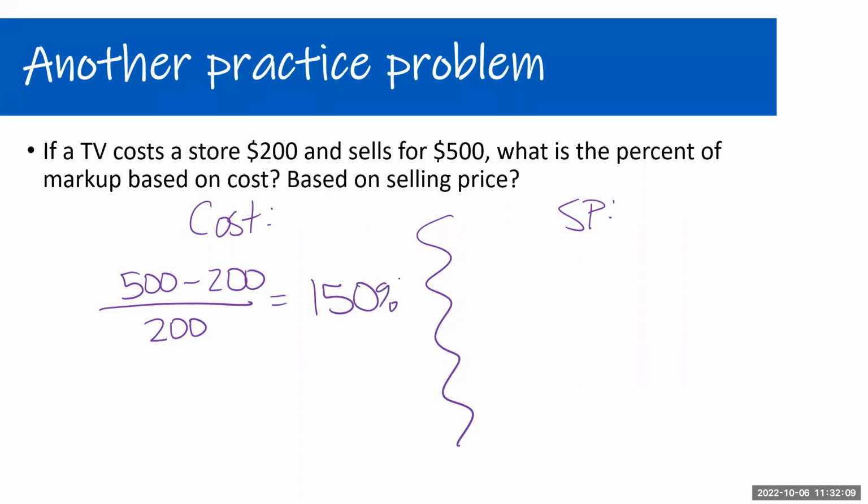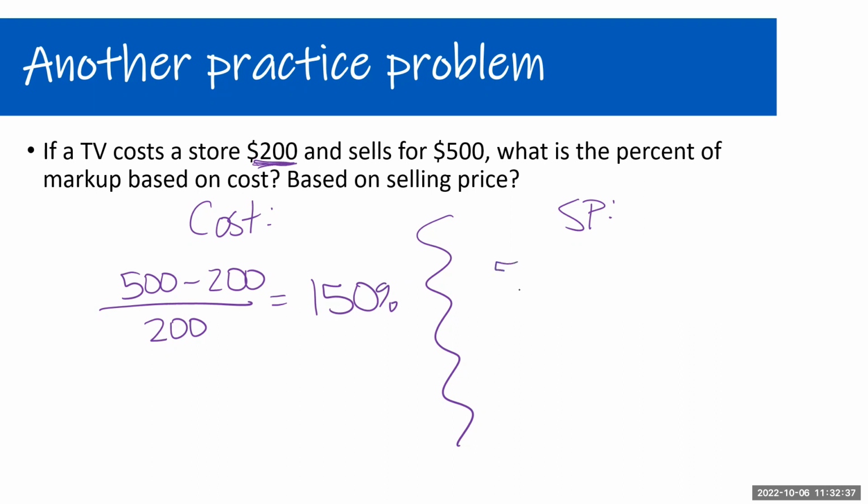Now, when you see that, you might say, wait, that can't be true, but it is. They only paid $200 for it and they're selling it for $500. So they are more than doubling, right? Well, the 150% increase means that it is 150% more than 200. So 150% of 200 is going to be 300, and we're going to add that to the cost. So that makes sense. A huge markup, right?